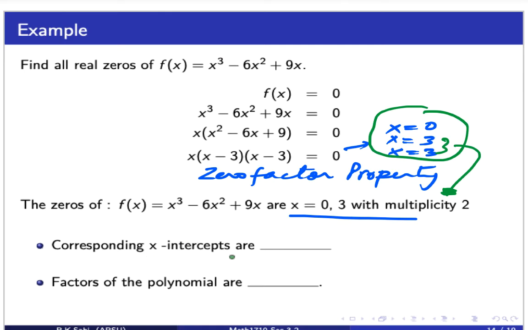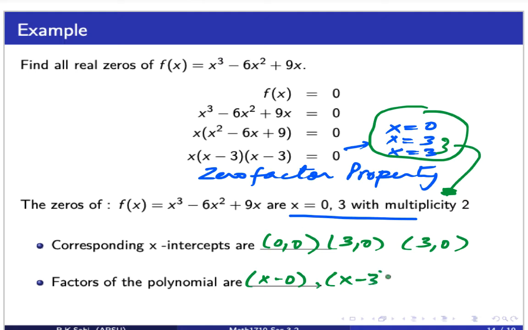So what are the corresponding x-intercepts? The x-intercepts are (0, 0) and (3, 0), and we'll write it down as (3, 0). Yeah, but it's like repeating the same thing. What are the factors of the polynomial? The factors of the polynomial are x minus 0, x minus 3, x minus 3. But when we talk about the zeros, we write it in this form: x equals 3 with multiplicity 2.